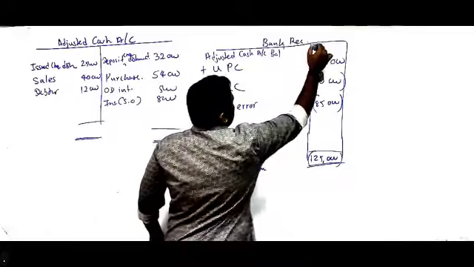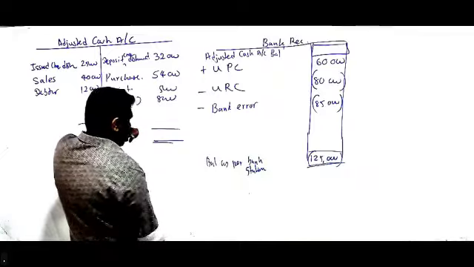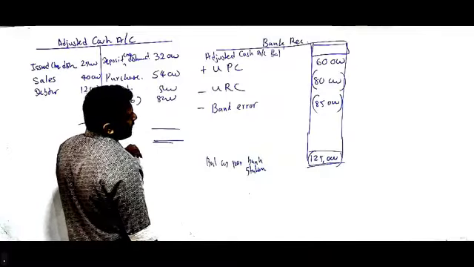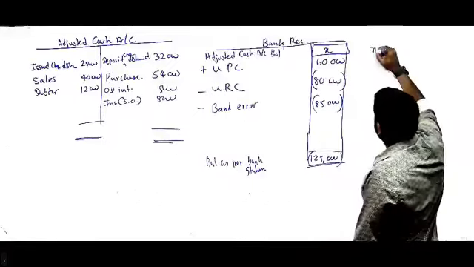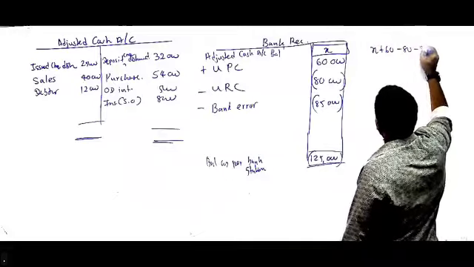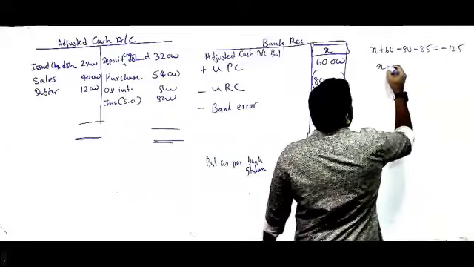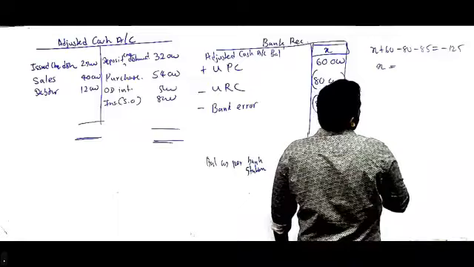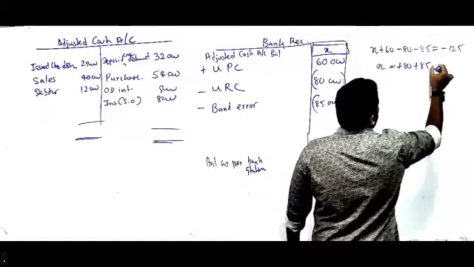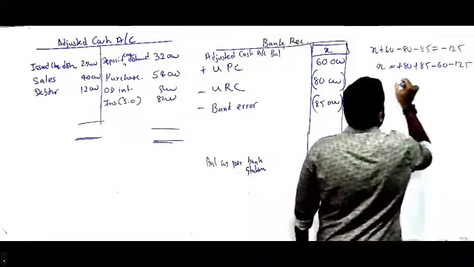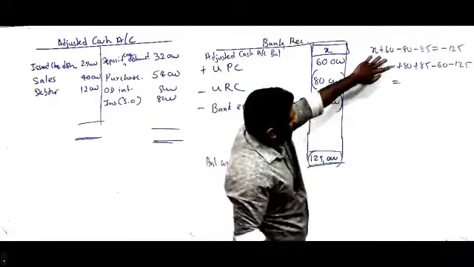Now find this value. Do a reverse calculation and find it. Let's take it as x. It will be a negative value. x plus 60 minus 80 minus 85 is equal to minus 125. Then x equals how much, people? Take it to the other side: plus 80 plus 85 minus 60 minus 125. What's the value of x?